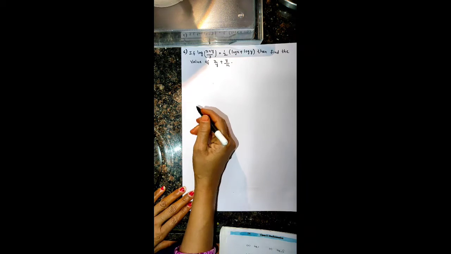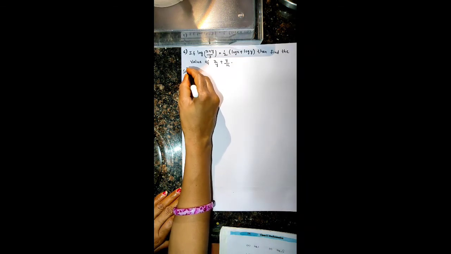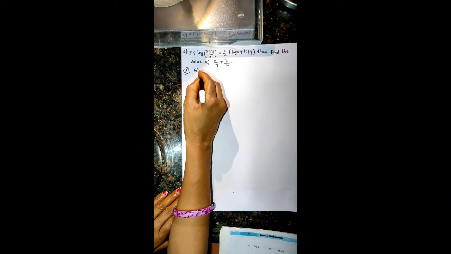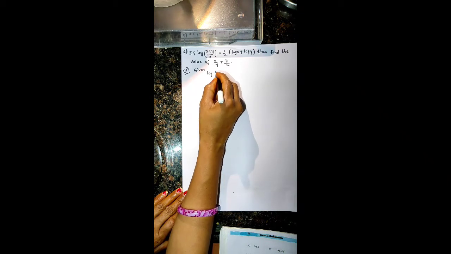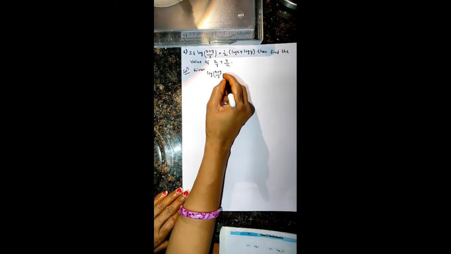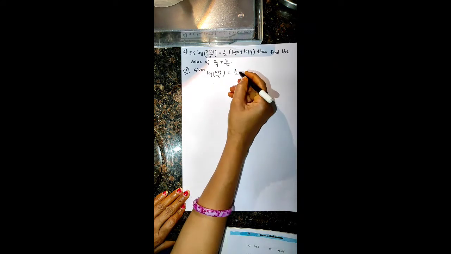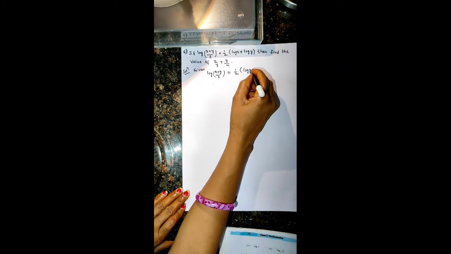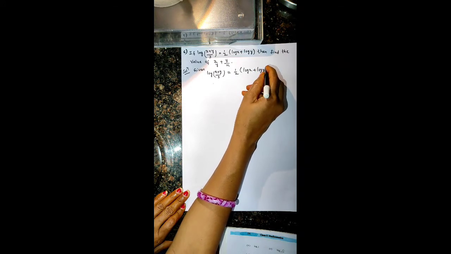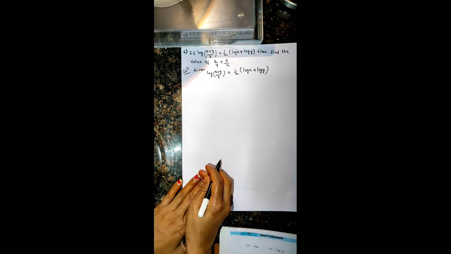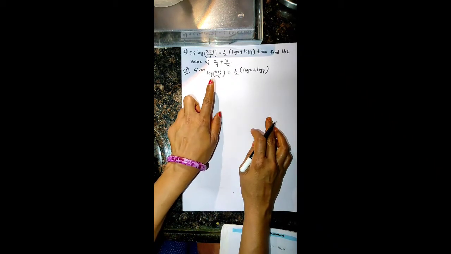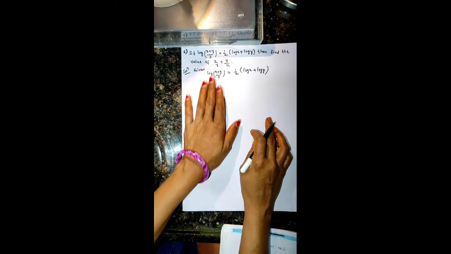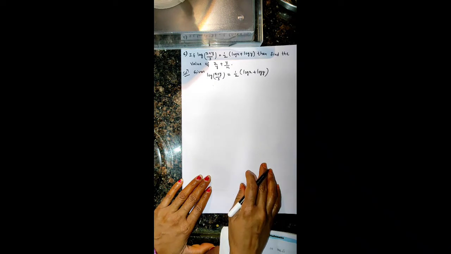Okay, see what is given. First I am going to write the solution. Given: log of (x plus y) by 3 equals 1 by 2 (log x plus log y). If we want to cancel logs on both sides, here only one log of something should be there, and here also log of something should be there.